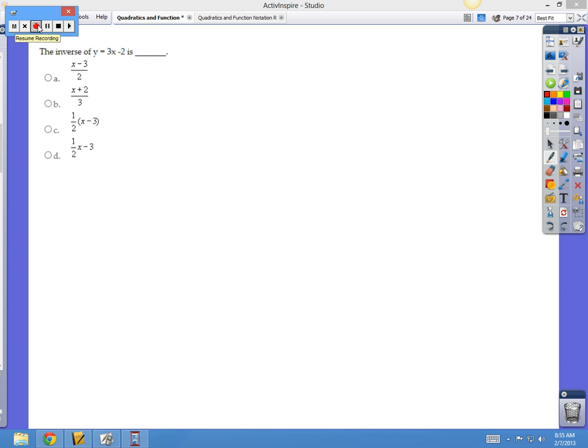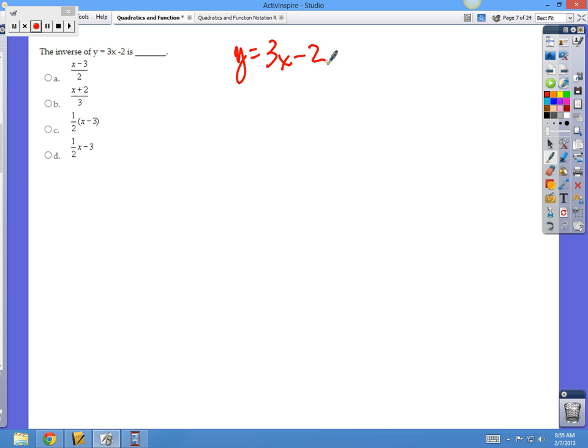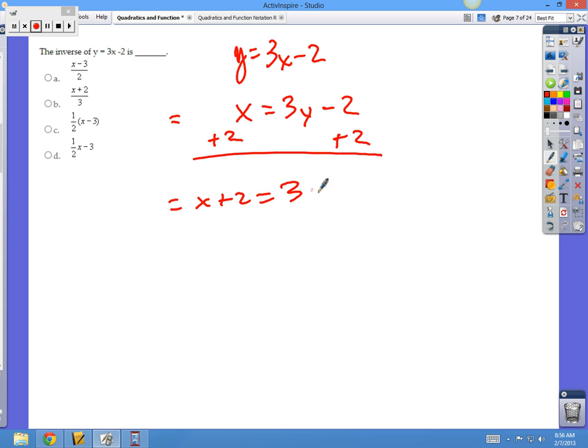The inverse. So there's 4 steps to find the inverse. If we copy y equals 3x minus 2, step number 1, just interchange your x and your y. So I'm going to say that's the x and that's the y, and then you just solve it for y. So you're just going to undo the subtraction first. Plus 2, plus 2. So you should have x plus 2 equals 3y.